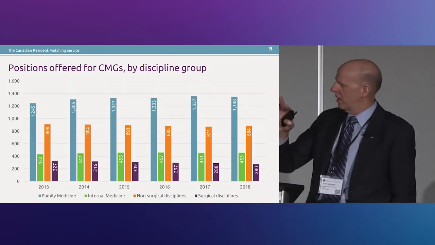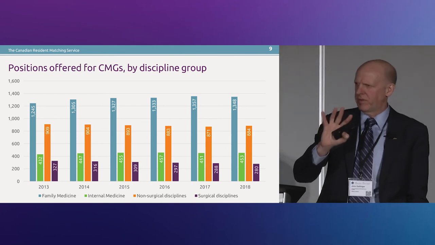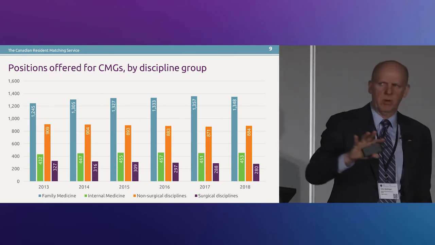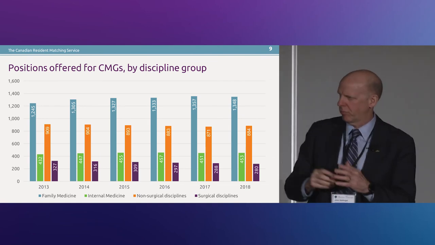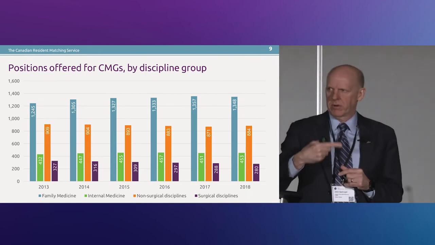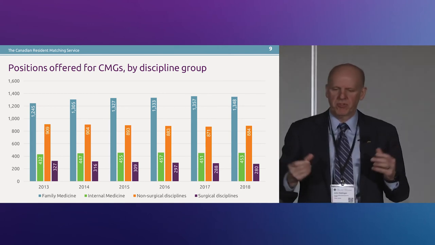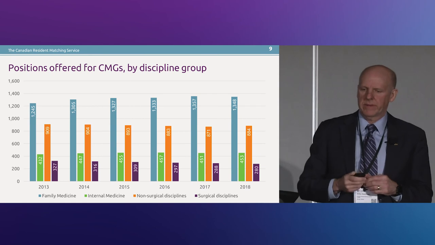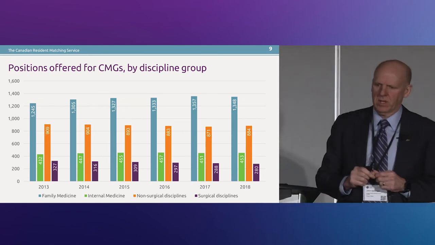This is a view of the quota, if you will, from the perspective of some four, and you'll see this as a common theme throughout the presentation. This is a grouping of disciplines, just for presentation purposes. Under each one of these clusters, other than family medicine and internal medicine, there are multiple disciplines. So you'll see that the family medicine numbers, although not hugely increasing, have increased.